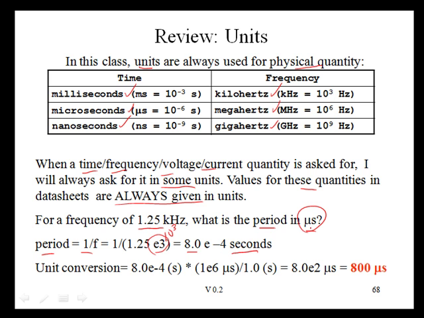The problem asks for this in microseconds, so we've got to convert seconds to microseconds. So to do a unit conversion, we'll take our seconds. We know that there's 1 times 10 to the 6 microseconds in 1 second. Here, seconds will cancel out. We'll do this multiplication, and we'll end up getting 8.0 times 10 to the 2 microseconds. Multiply that out, and we'll end up getting 800 microseconds as our final result.